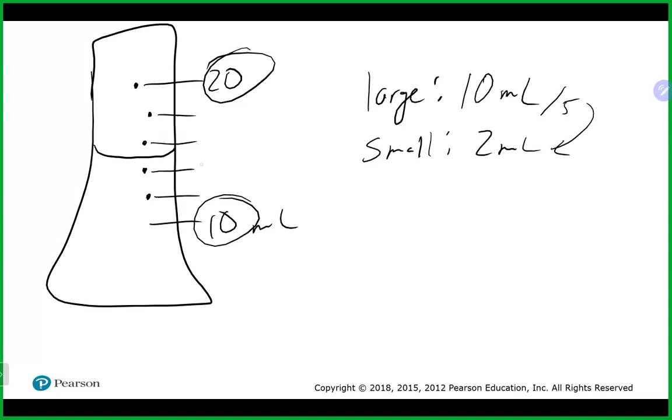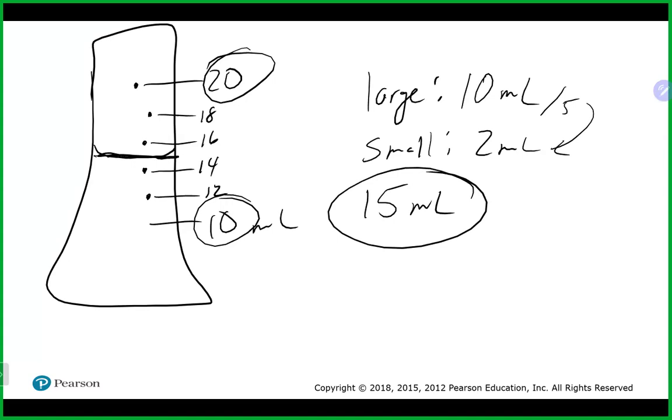Now that means that this marking here is actually 12. That's 14, 16, 18. Now when I look at my volume, it's between 14 and 16. What number comes between 14 and 16? 15, yeah? This number would have how many significant figures? It actually would have 2 significant figures.